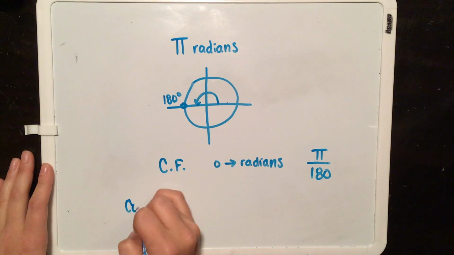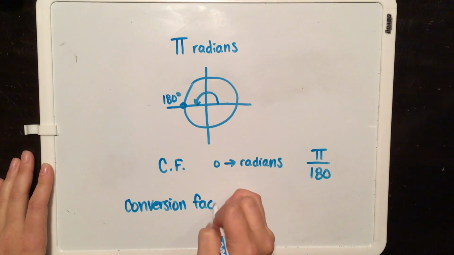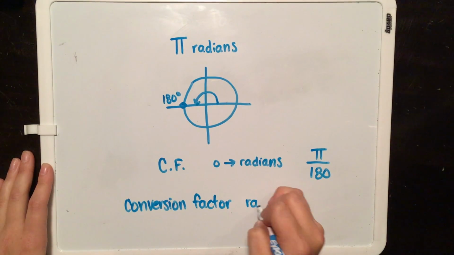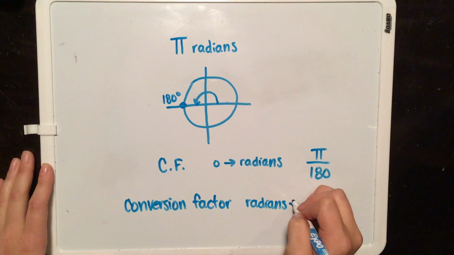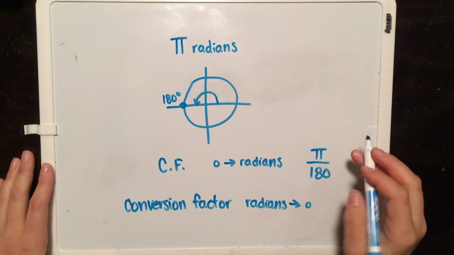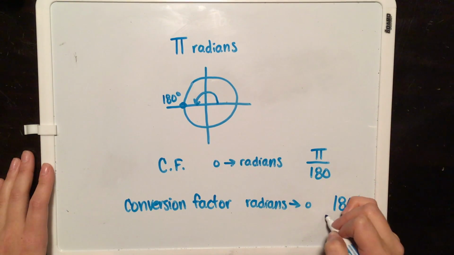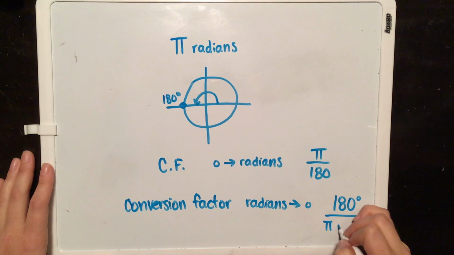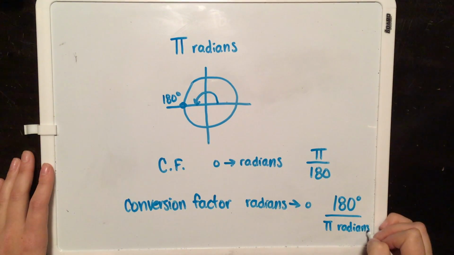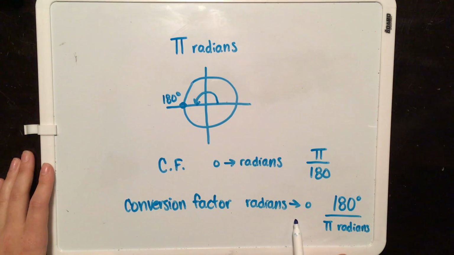So now our conversion factor from going from radians to degrees is just going to be the reciprocal of this conversion factor. So it's going to be 180 degrees over pi radians. You're going to multiply by this term, and the original term is in radians, which will cancel with the denominator, and your remaining unit will be degrees.